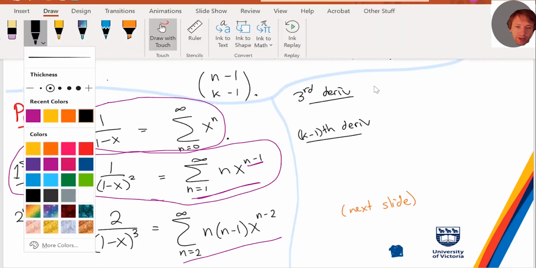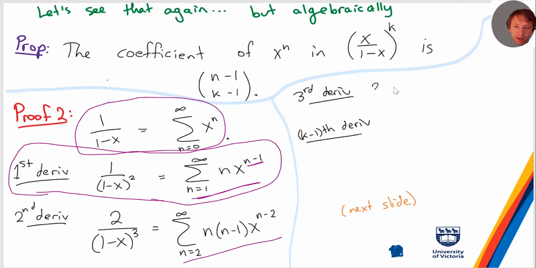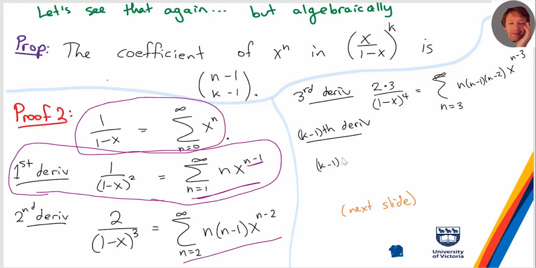Kind of repeating this, what you get for the third derivative is 2 times 3 times 1, divided by 1 minus x to the 4. And this is the sum from n equals 3 to infinity of n, n minus 1, n minus 2, x to the n minus 3. And so on and so forth. If I take the k minus 1th derivative, let's be careful here.